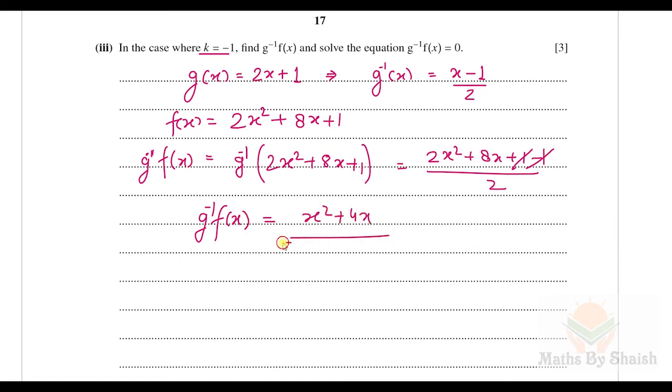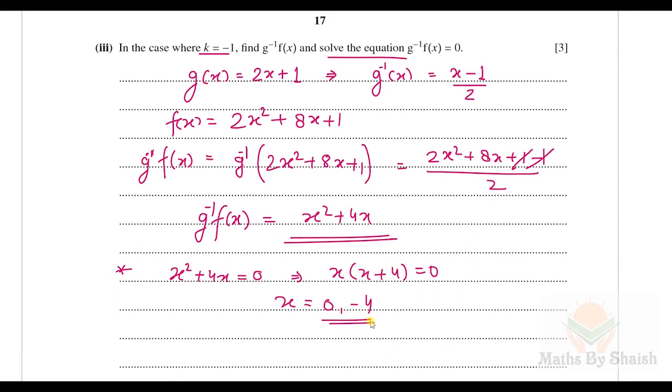So this is the g inverse f of x. Now we need to solve this. So now we'll solve x square plus 4x is equal to 0, or from here we can take x common and x plus 4 is equal to 0, or we got x is equal to 0 or minus 4. So these are the two solutions for g inverse f of x is equal to 0.